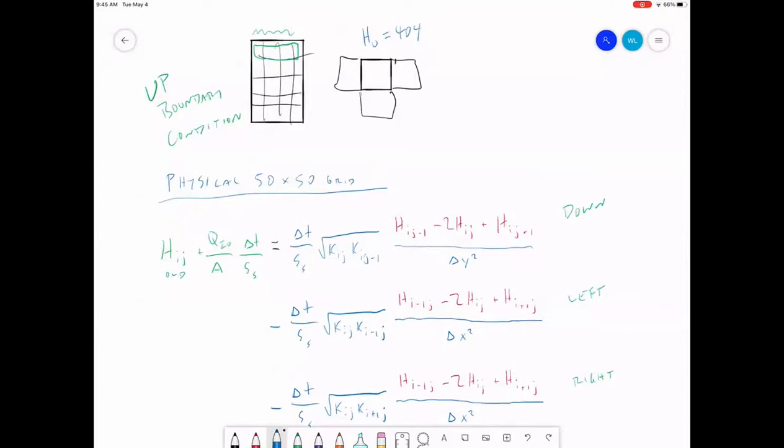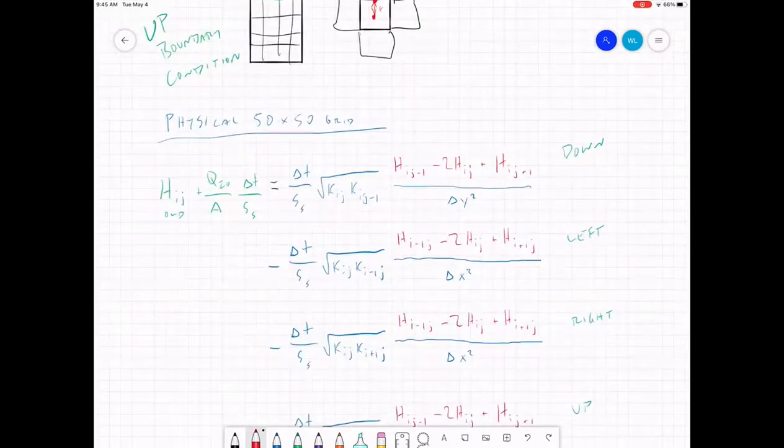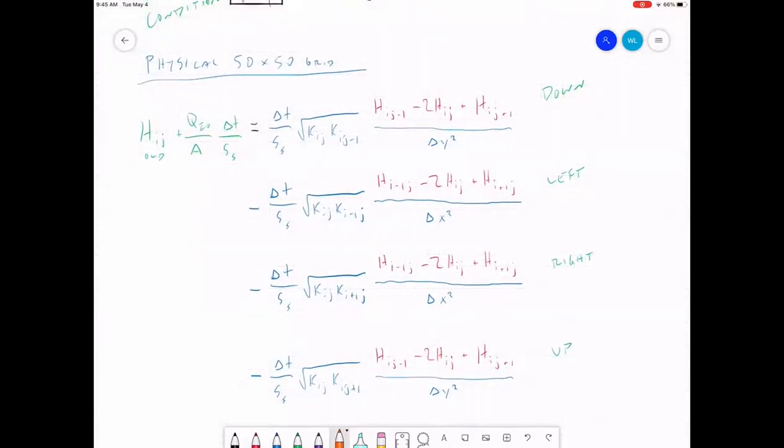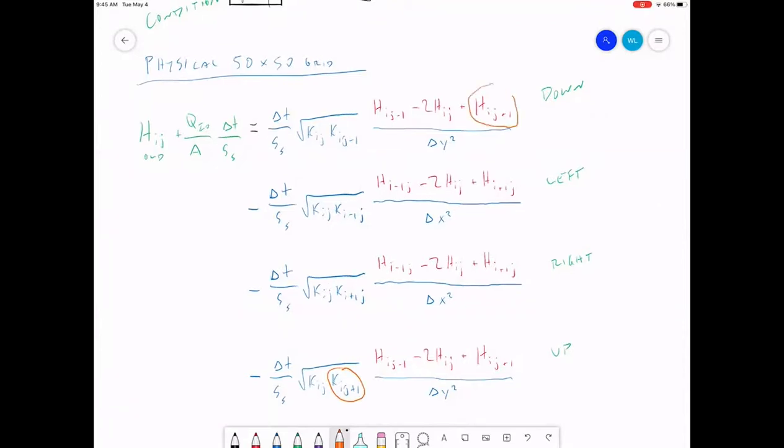Now, again, just like before, we're trying to find the K value on this boundary. The best we can do is we can assume it's the same as the K value here. So that's what we'll do. So now we can go through our equation and figure out what we're missing if we're on the top boundary here. So if we're on the top, we'll look at k's first. We don't have k i,j+1. That's missing. We also don't have h i,j+1. That's missing. Everything else is fine. So we need to figure out our replacements here.